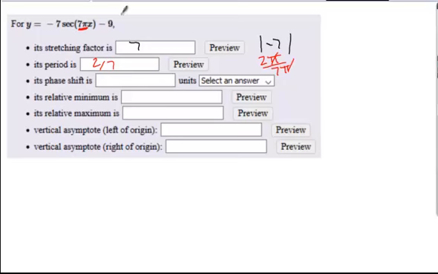The phase shift happens by taking whatever's inside your function and finding out what value of x gives you a 0 inside. So if I take the 7 pi x, the expression that's inside my function, set it equal to 0 and solve for x. So if I divide both sides by 7 pi, I get x is equal to 0. So there is no phase shift.